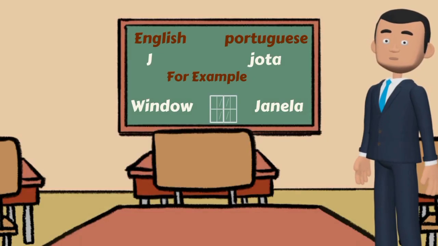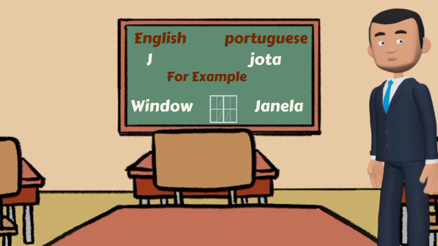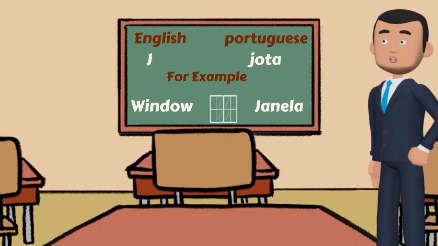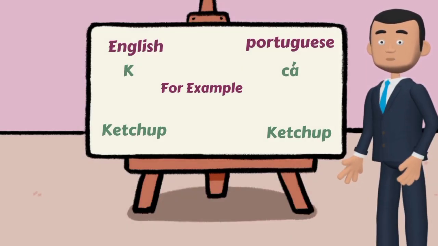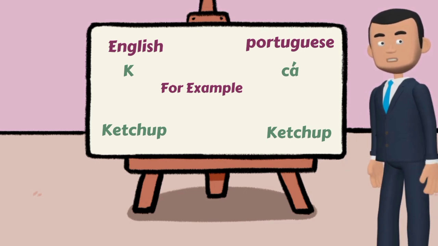In English, J. In Portuguese, jota. For example, the word janela in Portuguese means window. In English, K. In Portuguese, cá. For example, the word ketchup in Portuguese means ketchup.